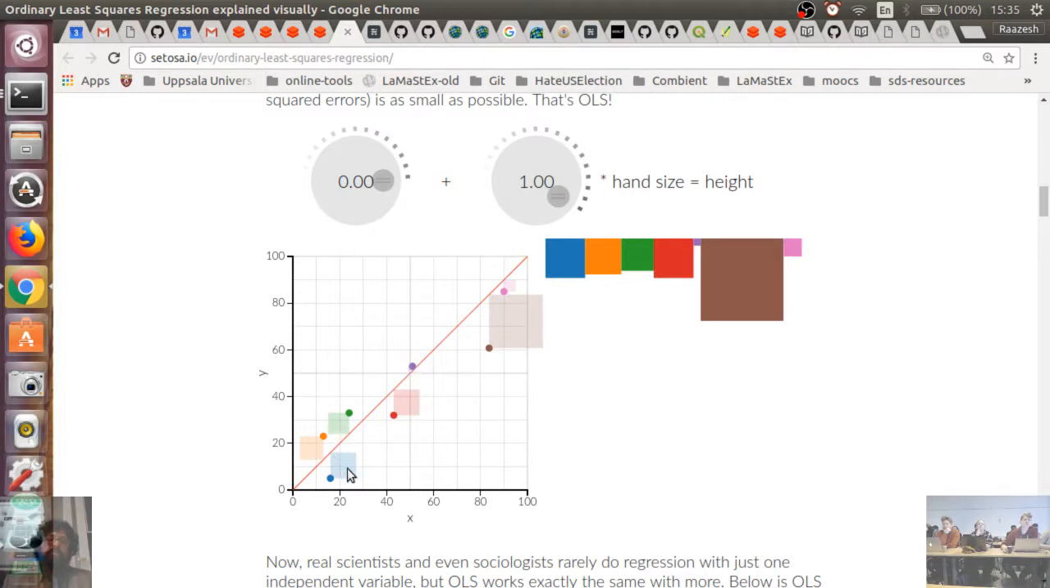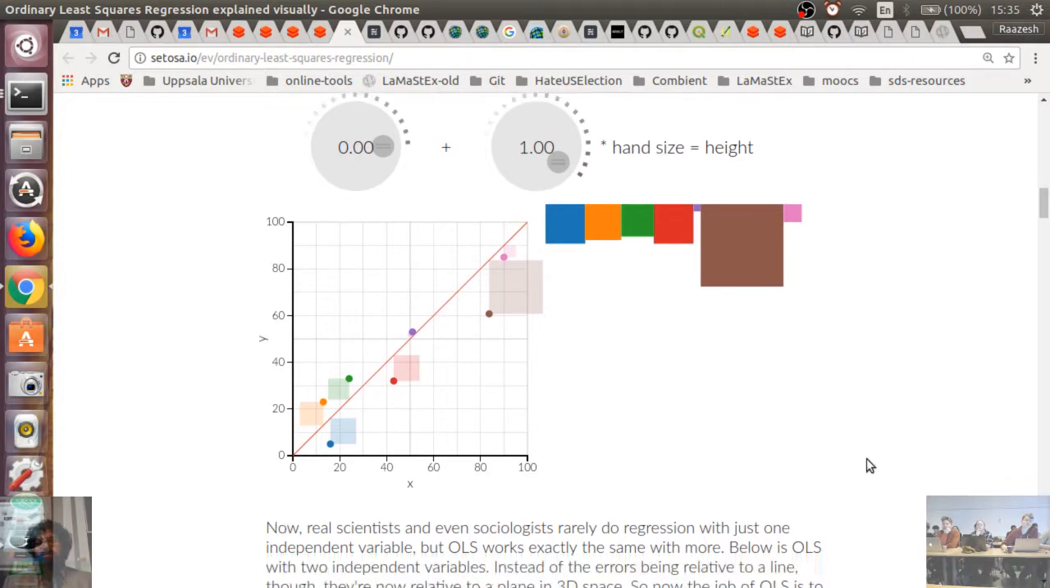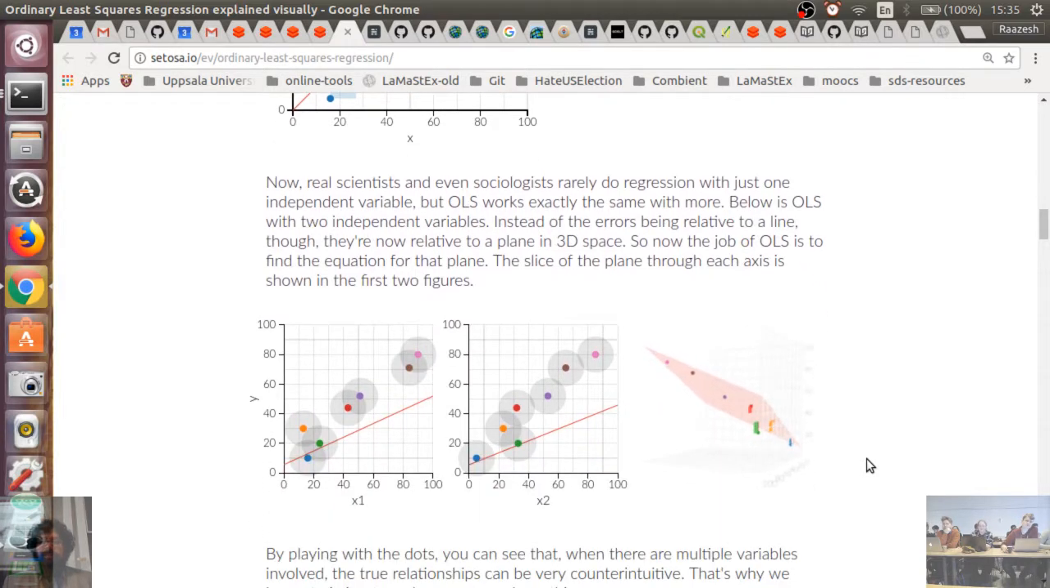And then you sum up all these areas, and the best fitted line is the one that minimizes the sum of all these areas, and that's called ordinary least squares.